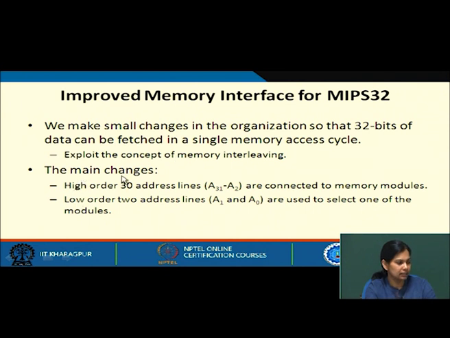The main change that we make here is that the high order 30 address lines, that is A2 to A31, are connected to the memory modules, and the lower order 2 address lines, that is A0 and A1, are used to select one of the modules. Earlier the higher order bits were used to select the module. Now, we are using the lower order bits to select the module.